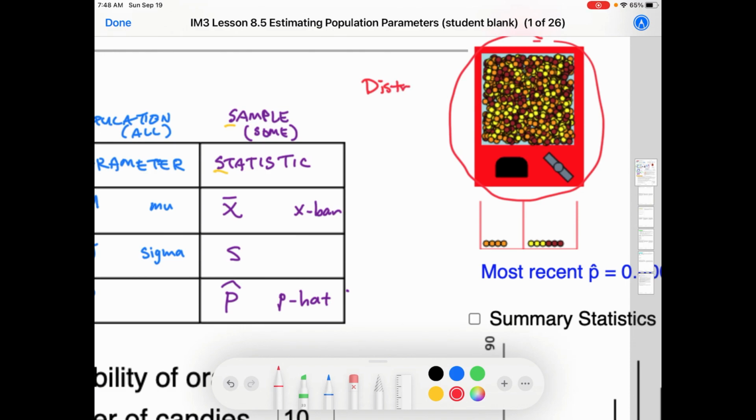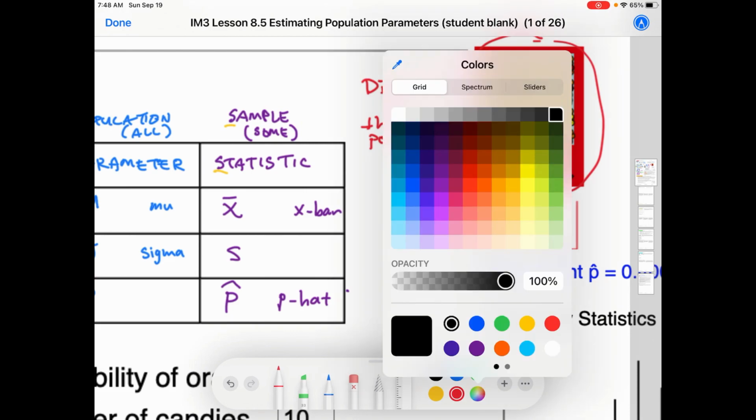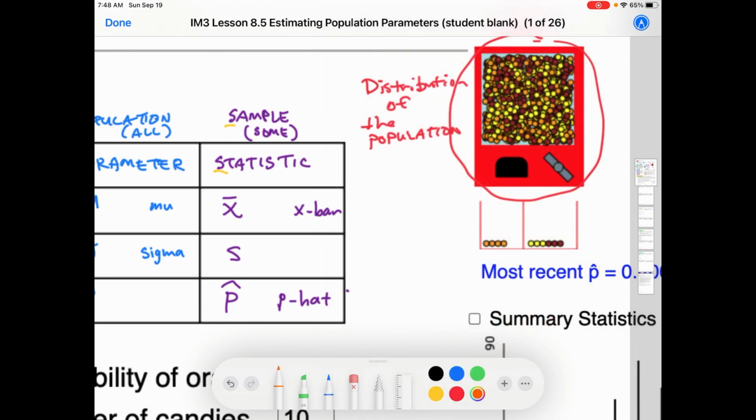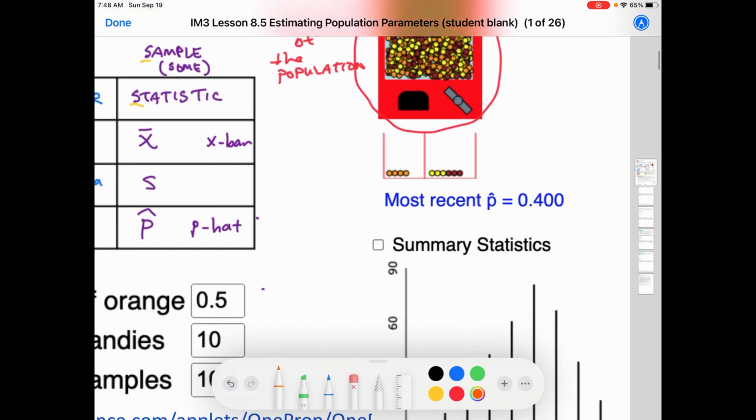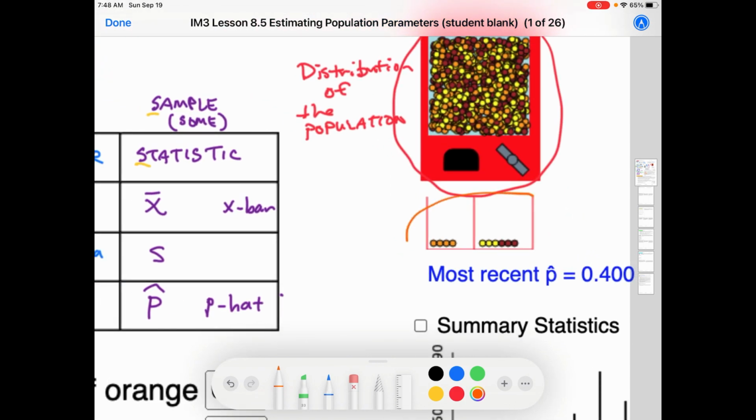Distribution of the population. I'm going to put population in all caps because basically this represents all the candy, right? You're like, I don't know how many pieces of candy. It's infinite. All the pieces come out. Okay, which one represents a sample of our candy? Is it the graph below, or is it the candy coming out? Well, the candy coming out, that is our sample.